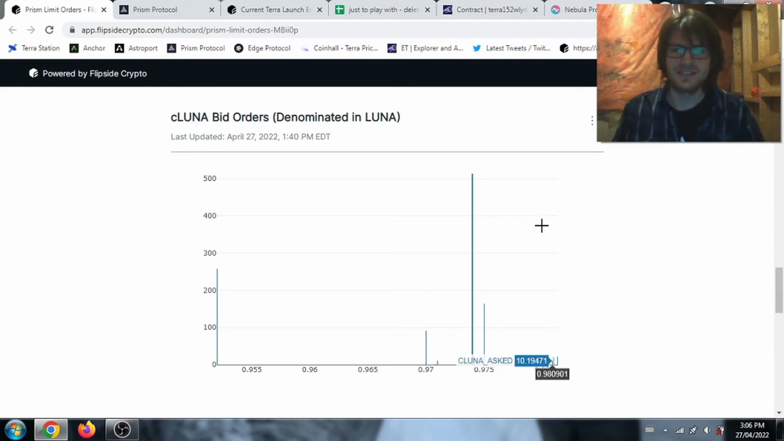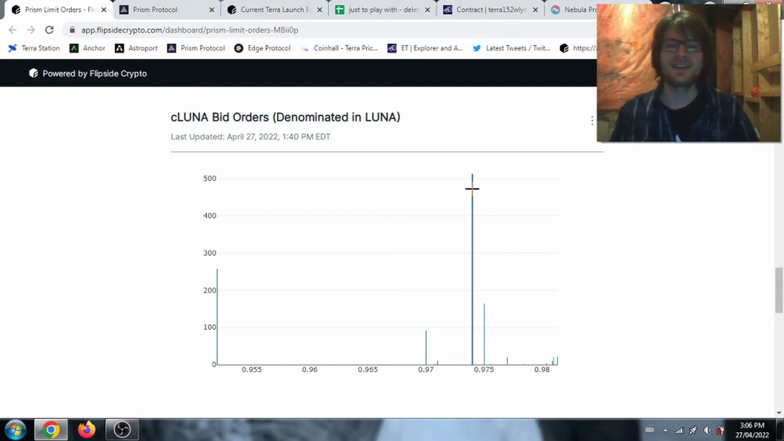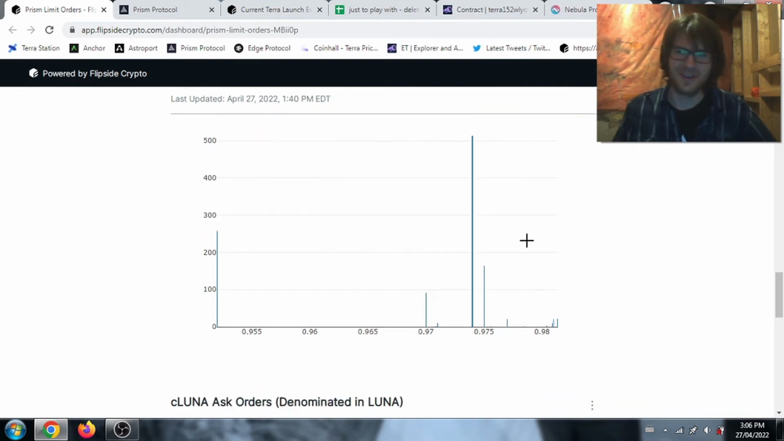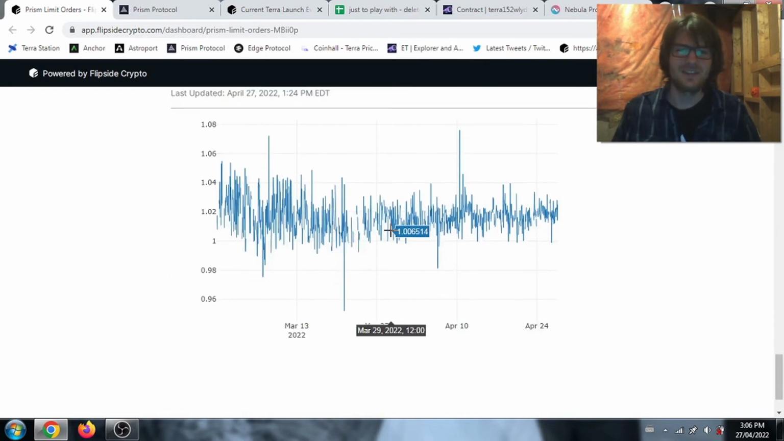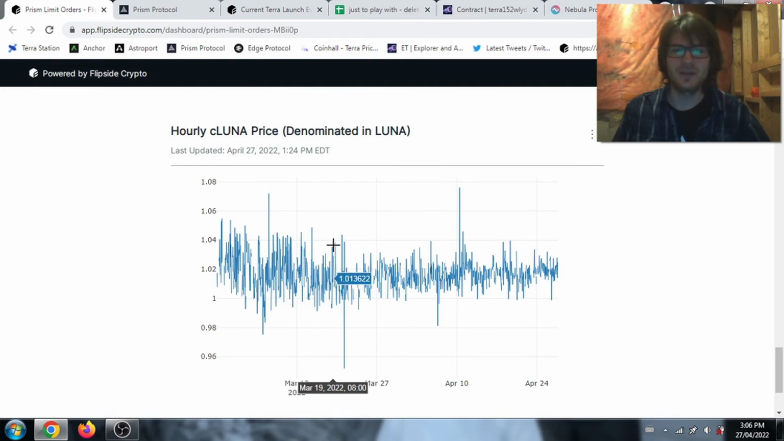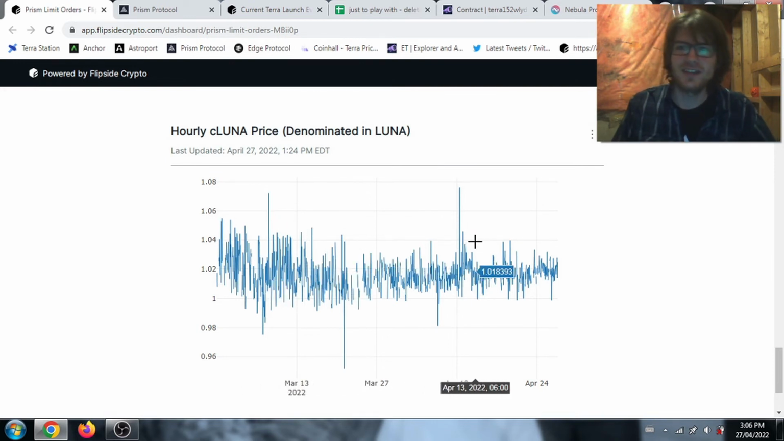This is pretty fantastic. This person doesn't have to sit at his computer and wait to claim this ARB. He can just go about his life, going outside or even sleeping, and he's got 500 Luna that is going to be used to buy C Luna if the price of C Luna falls to below what it should be in Luna. Okay, and here you go. This is how the price of C Luna fluctuates in Luna. So yeah, there's a pretty good chance that guy's bid order is going to be executed. Really sweet. I love this.